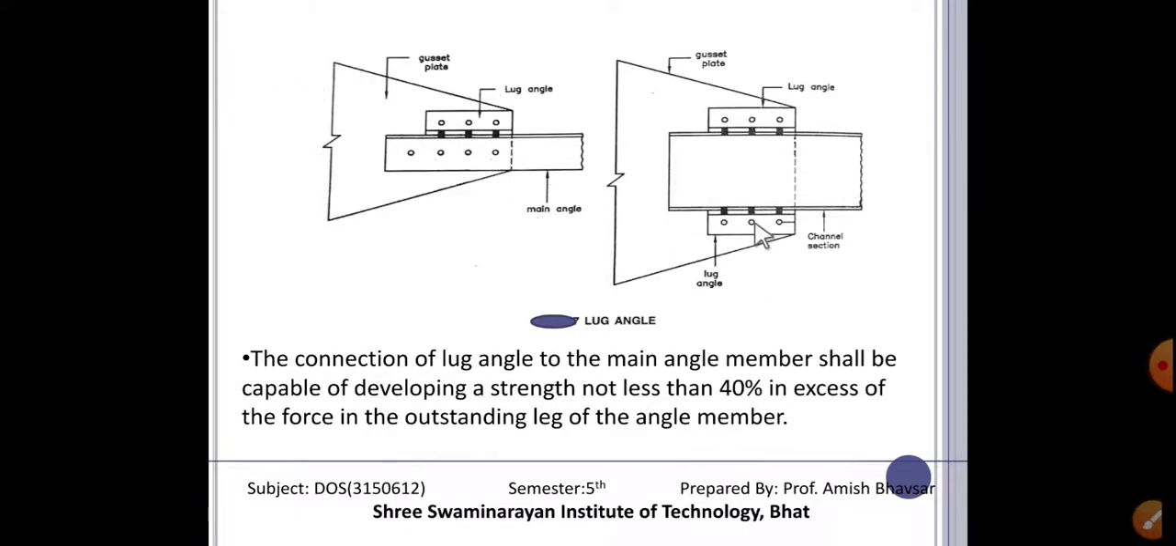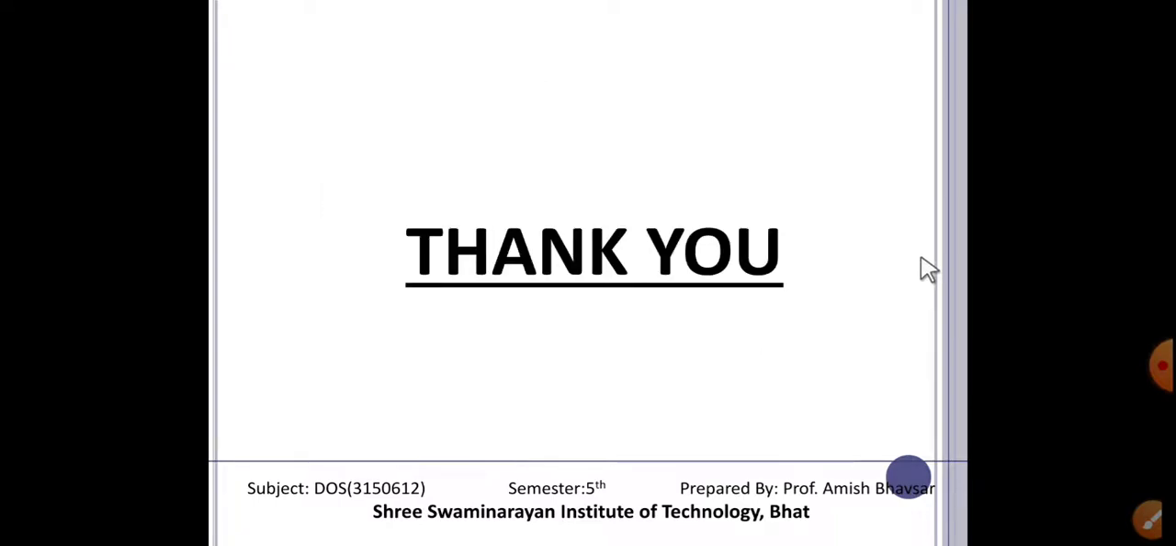Here two lug angles are there. Simple. The connection of the lug angle to the main angle member shall be capable of developing a strength not less than 40% in excess of the force in the outstanding leg of the angle member. Clear?